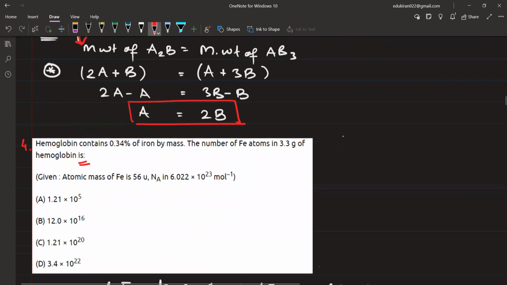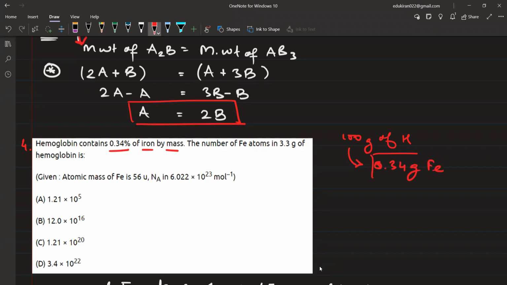Let us see this question now. Hemoglobin contains 0.34% of iron by mass. That means if we have 100 grams of hemoglobin, then in 100 grams we have 0.34 grams of iron. The number of Fe atoms in 3.3 grams of hemoglobin is how much?